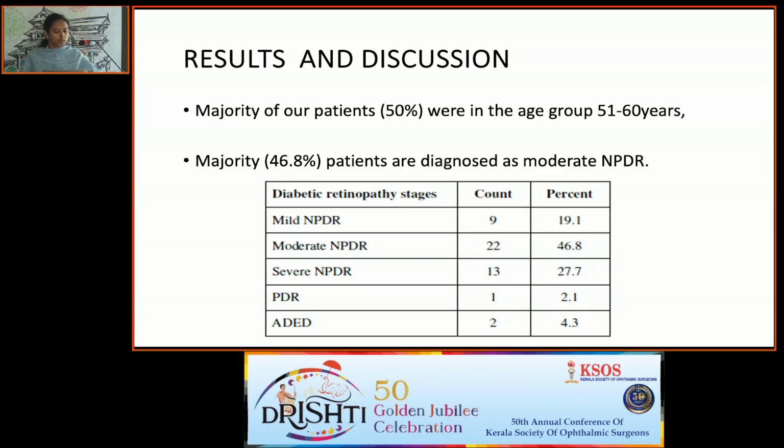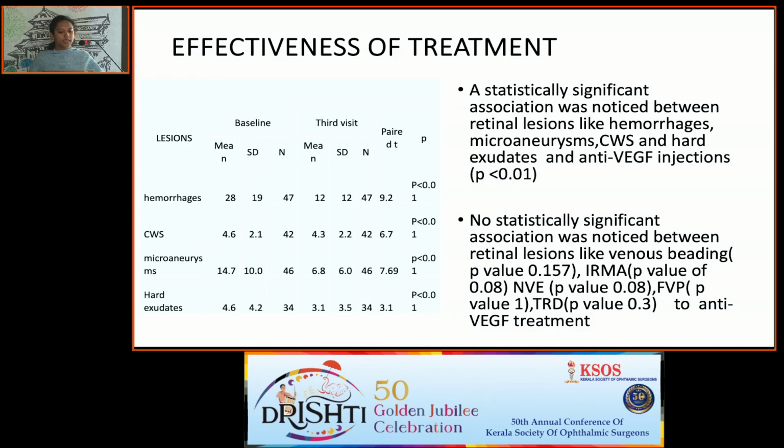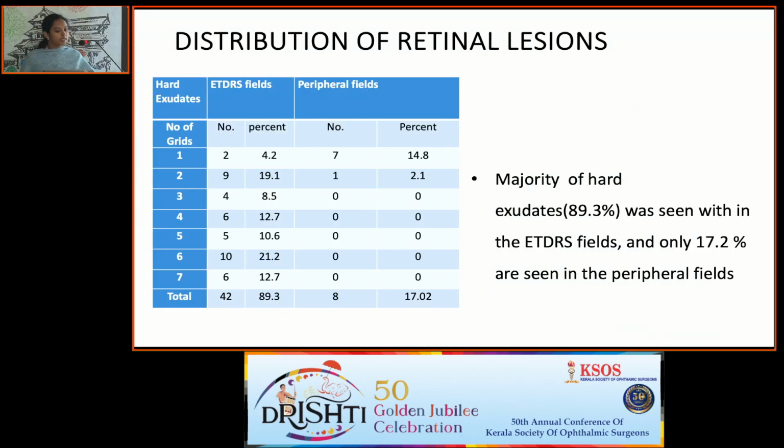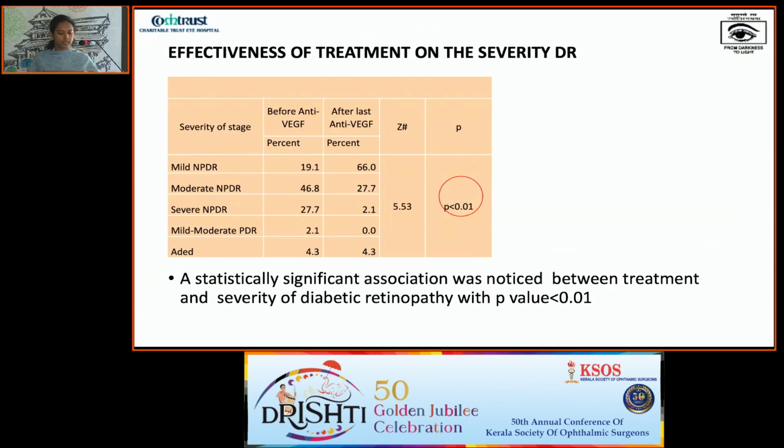and the majority of patients were diagnosed as moderate NPDR. On the effectiveness of treatment, it was found that lesions like hemorrhages, cotton wool spots, microaneurysms, and hard exudates were clinically significant with a p-value of less than 0.1, but the rest of the lesions were not clinically significant. Distribution of the retinal lesions in the wide field images: most of the lesions are distributed within the ETDRS field. In the table below, for hard exudates, 89.3% are seen in the ETDRS field, and only 17.2% are seen outside the field.